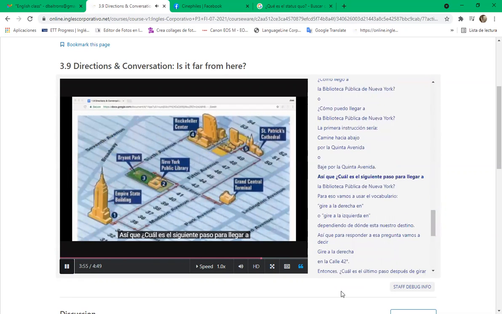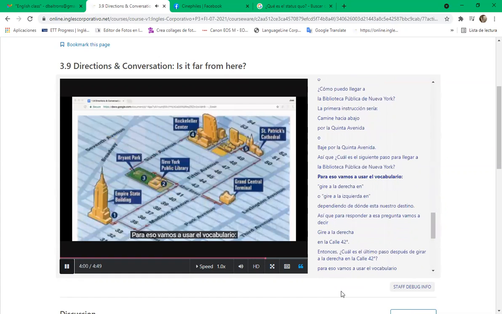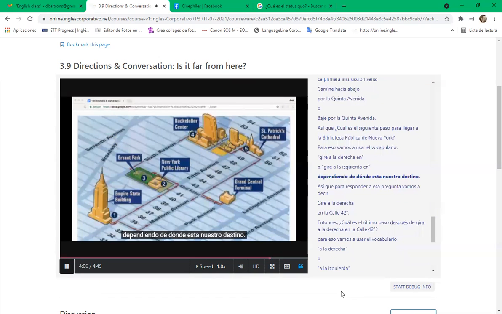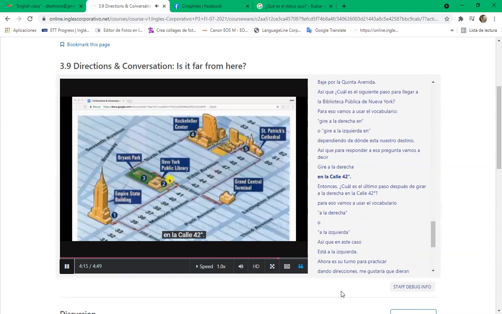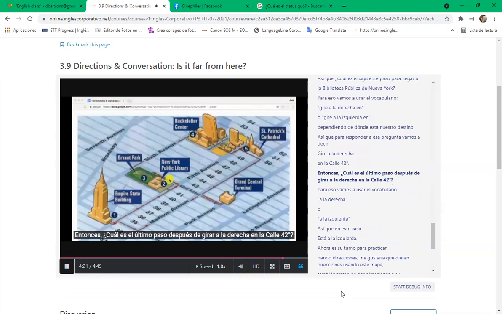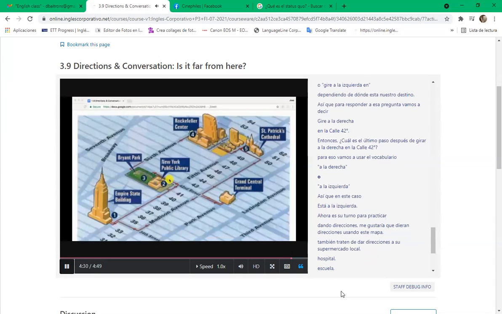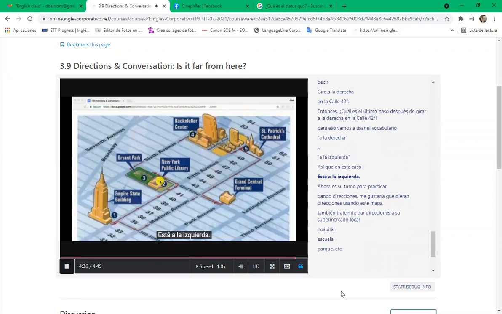So what is the next step to get to New York Public Library? For that, we will use the vocabulary turn right on or turn left on, depending on where our destination is. So to answer that question, we will say turn right on 42nd Street. So what is the last step after turning right on 42nd Street? For that, we will use the vocabulary on the right or on the left. So in this case, it's on the left.